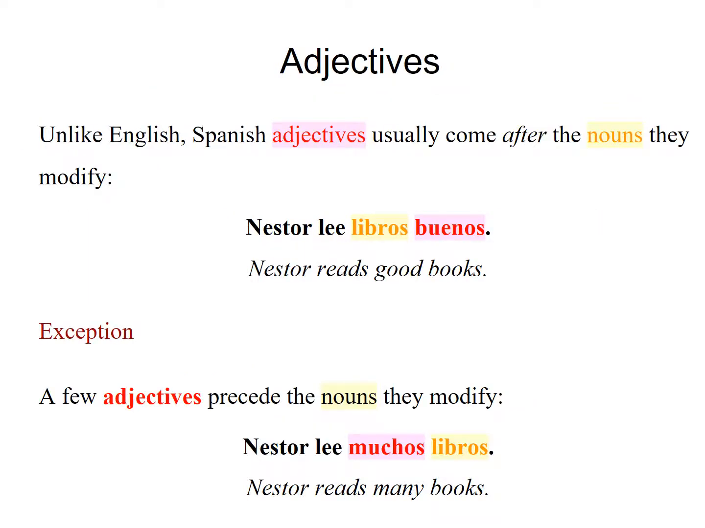Spanish adjectives come after the noun they're describing. In English, the adjective modifying the noun precedes the noun. For example, Néstor lee libros buenos. Nestor reads good books. In the Spanish example, the adjective bueno comes after the noun libros. In the English example, books, the noun, comes after the adjective good.